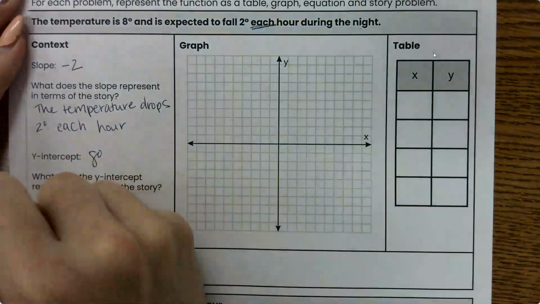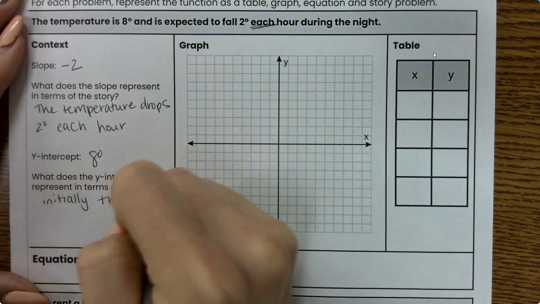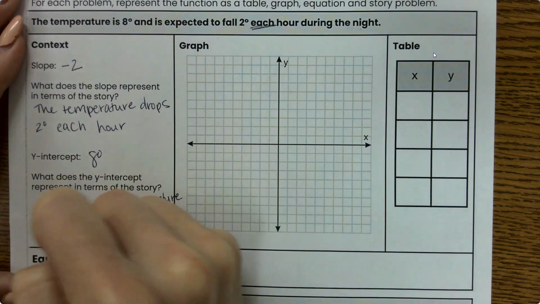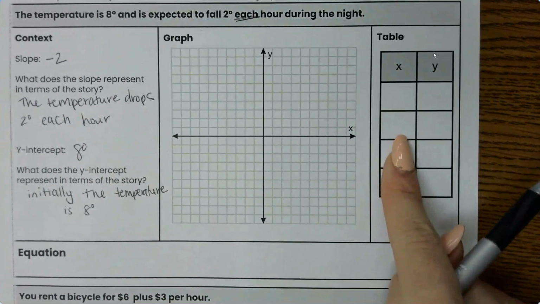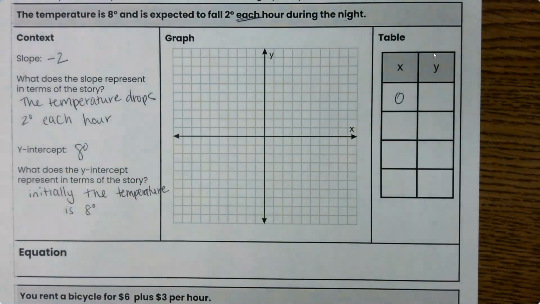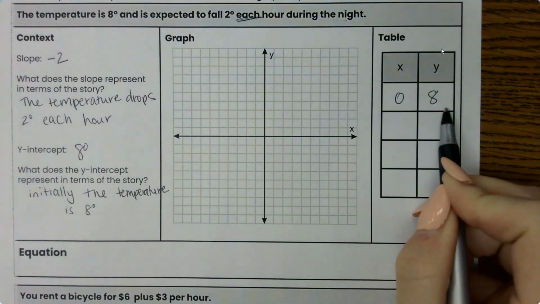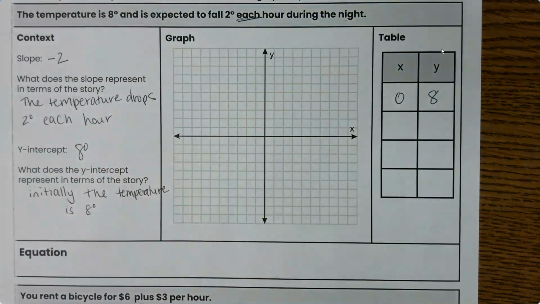For the y-intercept, this is our initial temperature. So initially the temperature is 8 degrees. All right, so we've got our slope, we've got our y-intercept. From here, we can go into any of the other options, but personally, I'm going to go to making a table. What I know is the y-intercept is 0. This means at the start, before any time has passed, the temperature is 8 degrees, so 0 and 8. Then we know we can use our slope to fill in the rest of the table.